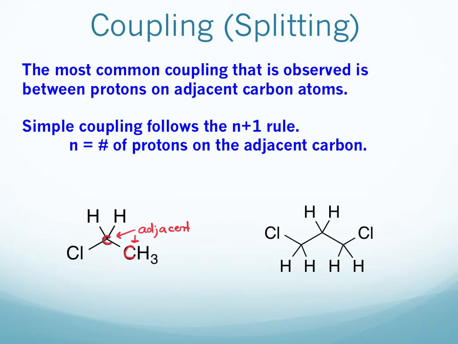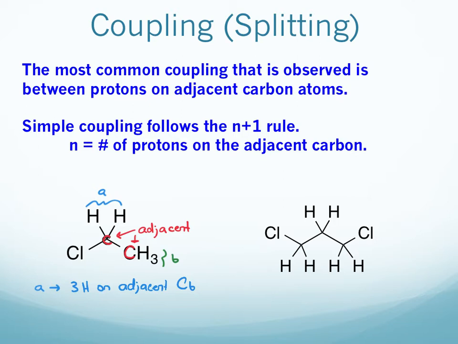So first, let's take a look at the CH2 group. And I'm going to label this as proton type A, and I'll label the CH3 as proton type B. So if we take A and we want to analyze how that signal will be split, what you do is look at how many protons are on the adjacent carbon. So on the carbon adjacent to A, there's 3 protons. It's on adjacent carbon B.